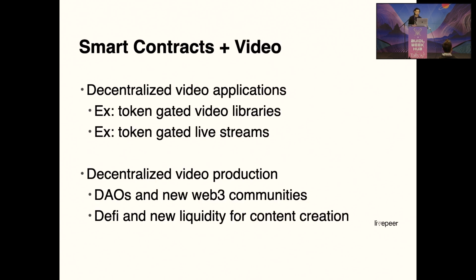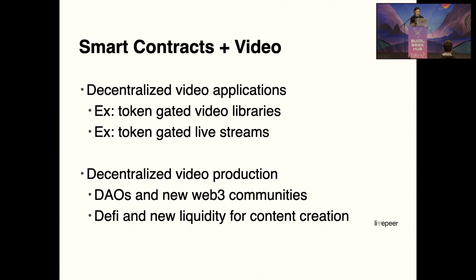The second piece I want to touch on is combining smart contracts with video streaming, right? Essentially allowing smart contracts to have logic that controls the video streaming experience. We're starting to see decentralized video applications come up. Some of the early signs are token-gated video libraries or token-gated live streams, right? So these are basically video assets that give viewers access based on their token ownership. I can buy an NFT, and by owning that NFT, I get access to a video library. These can be really powerful tools that application developers can use.